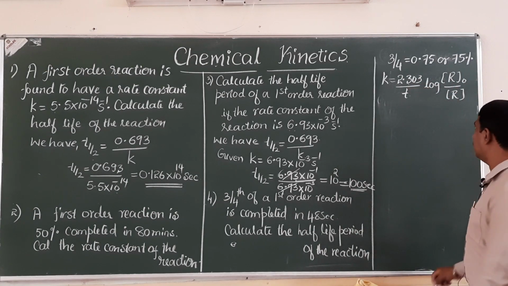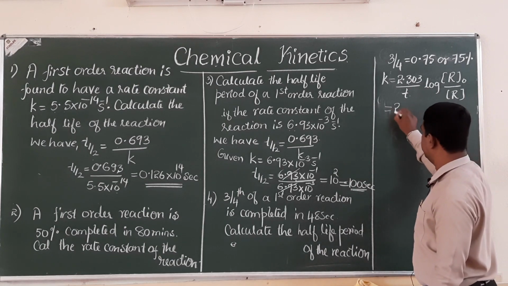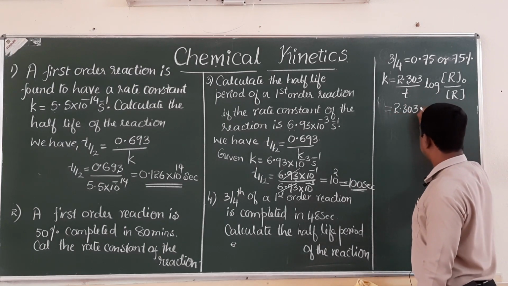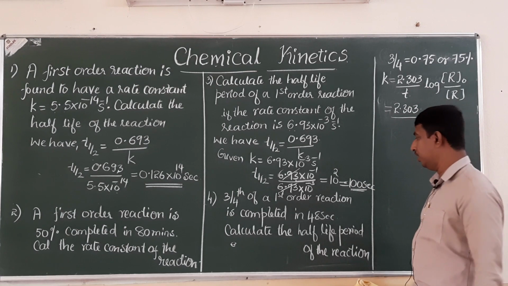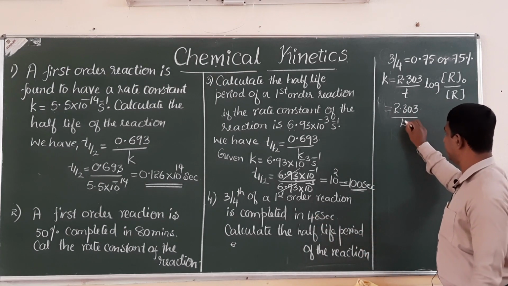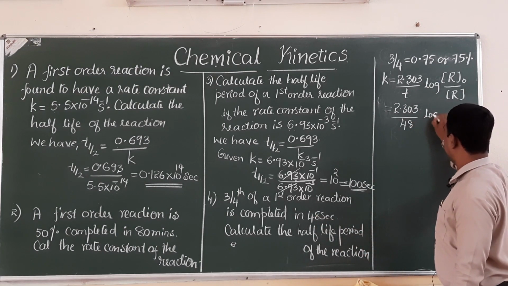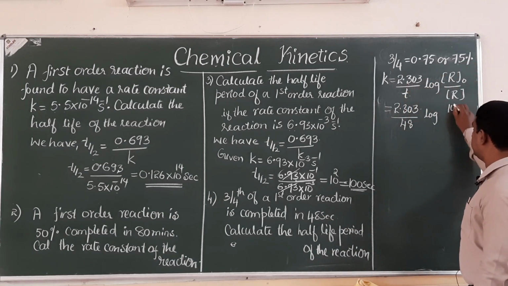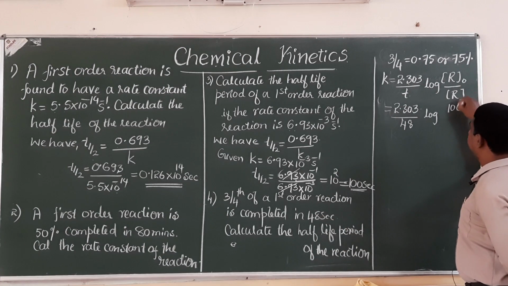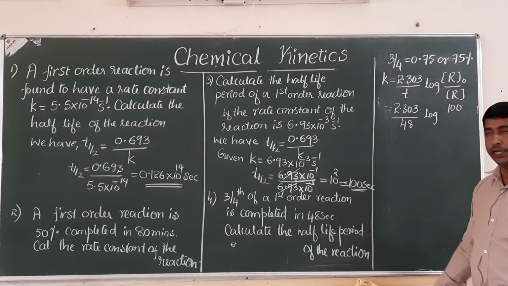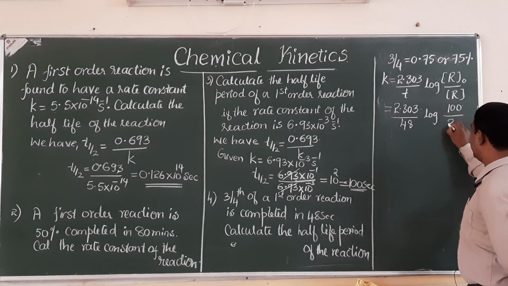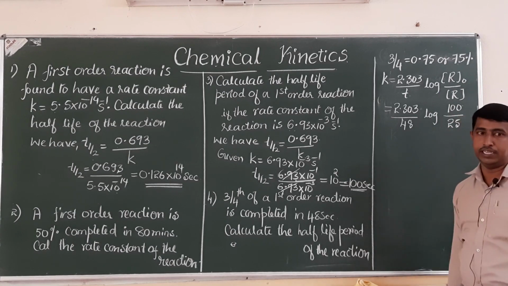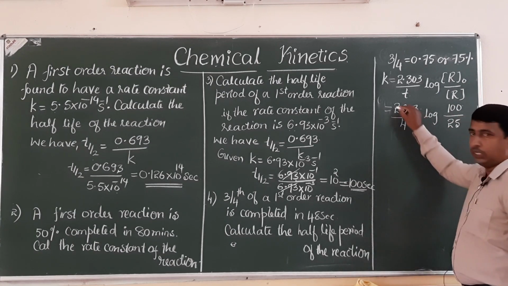k = 2.303 by t log r naught by r. It is equal to 2.303 by t. What is the value of t? T is 48 into log of 100 by what remains. 75% is completed out of 100. So, initial value is 100. Out of 100, 75% complete means the remaining amount is only 25.